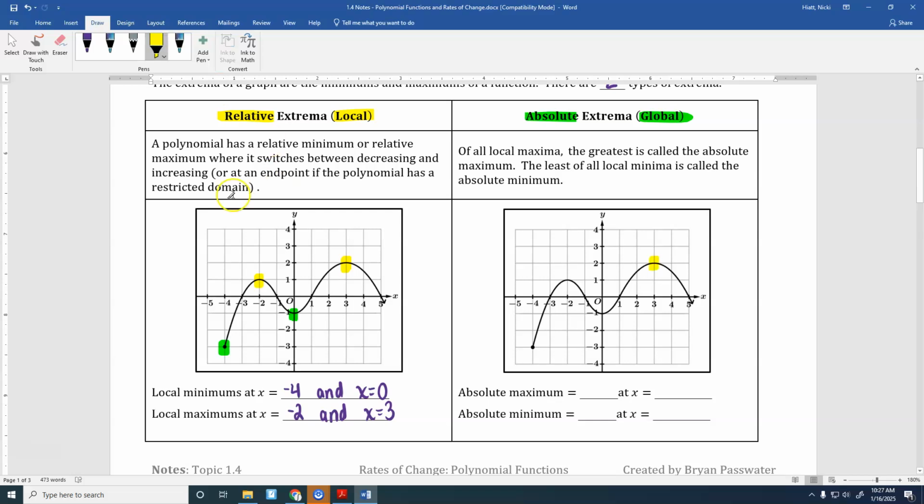Now, notice how they give you this. They say absolute maximum equals blank at x equals blank, okay? So your absolute maximum or your absolute minimum is your y value. It is the y value that is the highest or the lowest. So your absolute maximum in this case would be 2, and that happens at x equals 3.